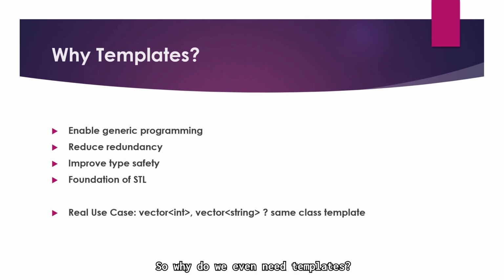So why do we even need templates? Imagine you wanted to write a function that adds two numbers. You could write one for integers, one for floats, another for doubles, but that's not scalable. Templates solve this by enabling generic programming. They allow us to write one version of a function or class that works with any data type, and the compiler generates the type-specific code behind the scenes. This not only reduces code duplication but also improves readability and maintainability. In STL, this is crucial. When you use vector<int> or vector<string>, you are actually using the same underlying class template, just instantiated with different data types. Templates are the reason STL containers are so flexible and powerful.